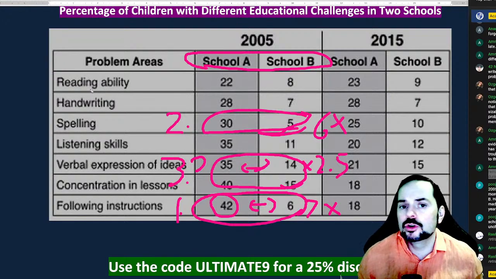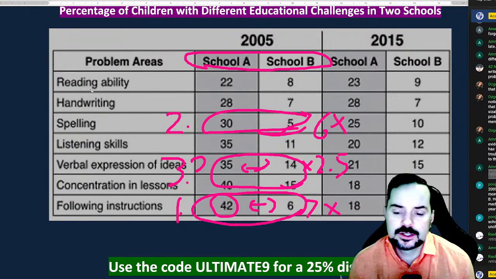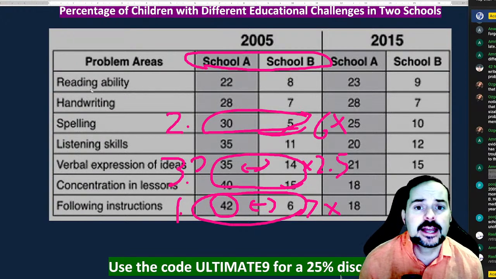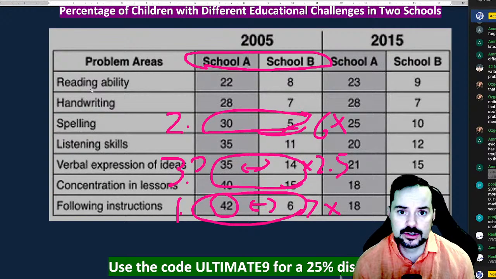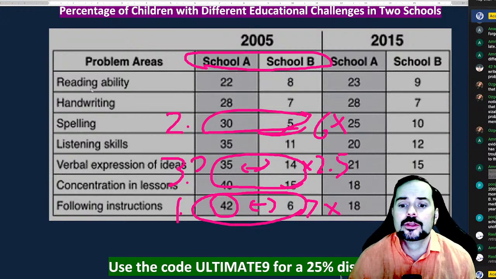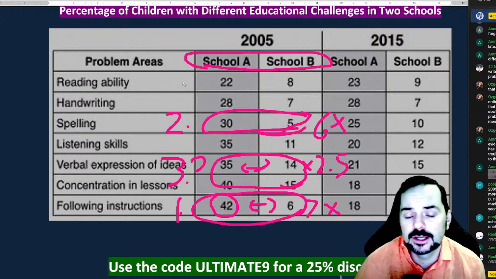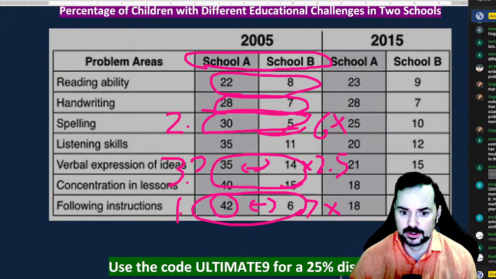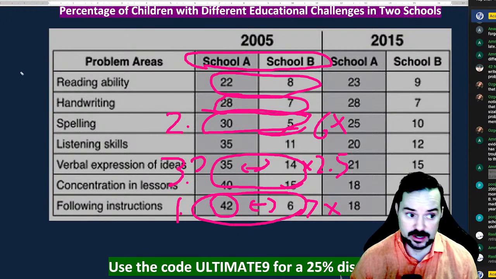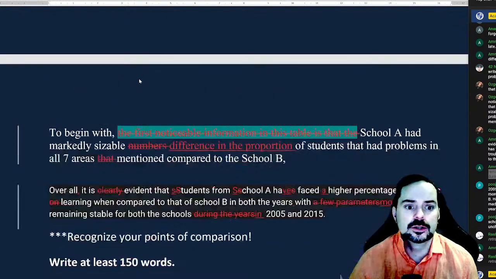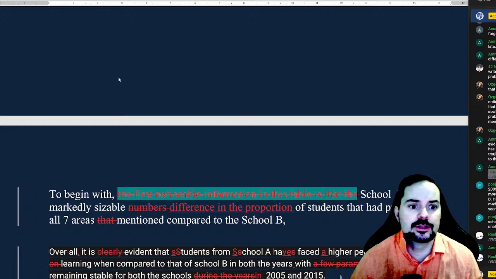So let me show you how I would write this, comparing school A to school B first, and then comparing the years. So I'm really only focusing on the most significant information. So I'm not going to pay attention to all the little comparisons like reading ability or handwriting, okay? All right. So here we go with the analysis.